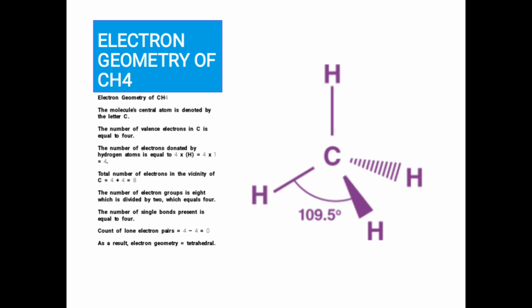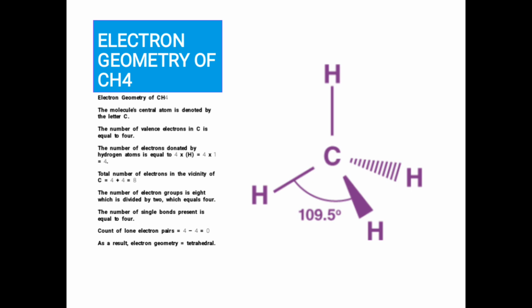Then if you are to count the number of lone pairs, that will be 4. That means once you have divided the 8 by 2, you get 4, then the number of single bonds is 4, that's 4 minus 4, and that is what? 0. So that means it is having 4 atoms and 0 lone pair.